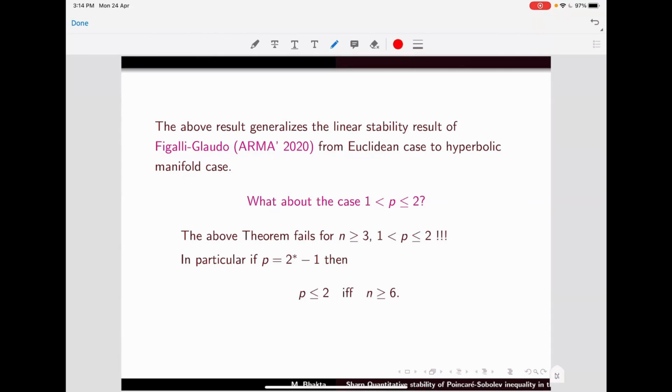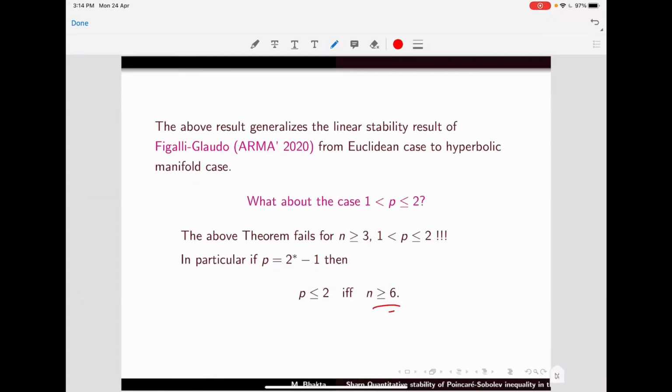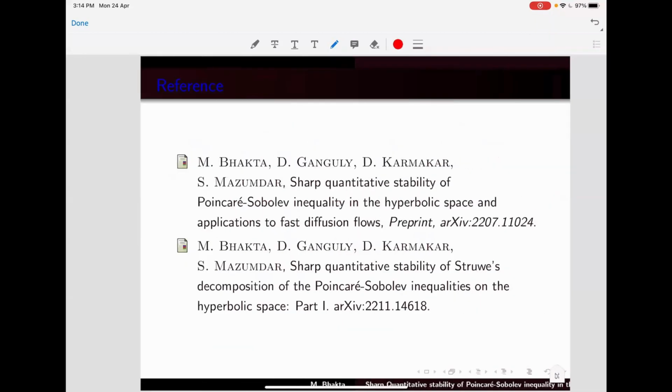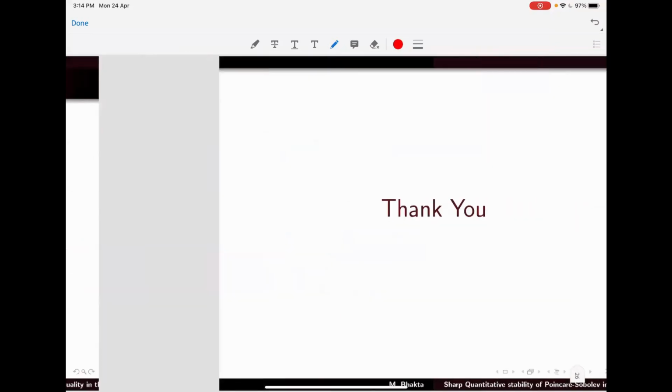So next, what about the case p less than or equal to 2? We have shown that in this case the linear stability result fails. If it is critical, p equals 2 star minus 1, then p less than or equal to 2 means n greater than or equal to 6. So in this case, the linear stability result fails. But linear stability failing doesn't mean that the stability result fails. There may be some non-linear stability, which we are still trying to explore. So these are the references. Both of them are very recent submitted work. And here I stop. Thank you very much.